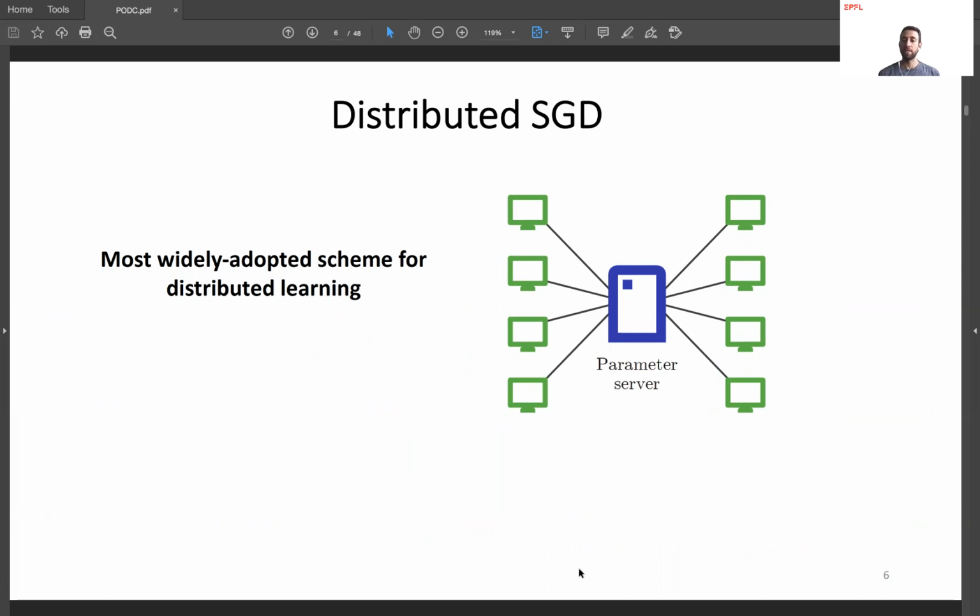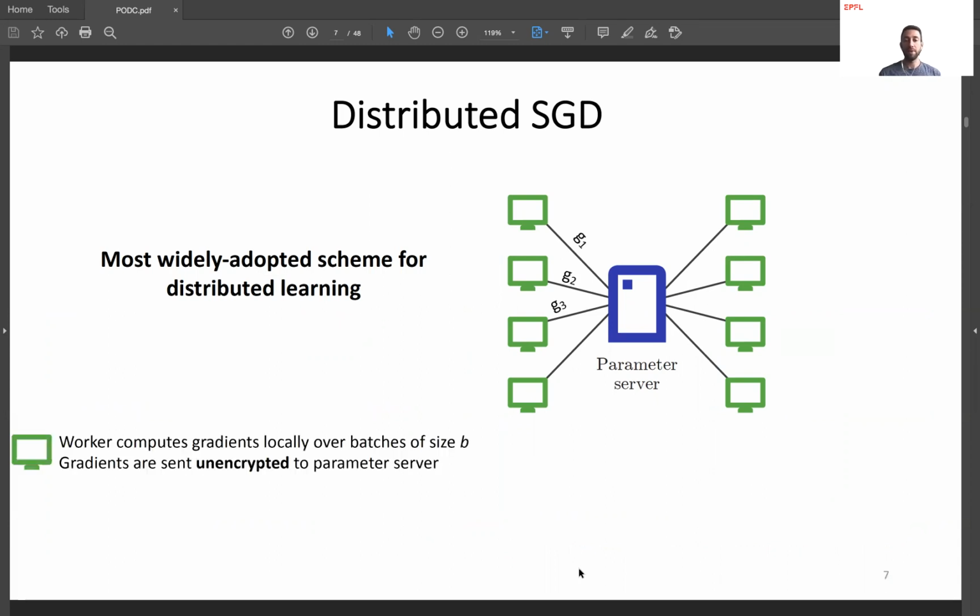So we have the workers in green, we have the server in blue, and in every round of the training, the workers will be computing gradients of the loss function locally over batches of size B. The gradients will then be sent by the workers to the server unencrypted. The server will then aggregate all received gradients, typically by averaging them, and then will use the standard SGD update rule to update the model weights W in order to get W prime. This is the model update step. And then the parameter server will broadcast the new weights W prime to all workers, and this goes on for further rounds.